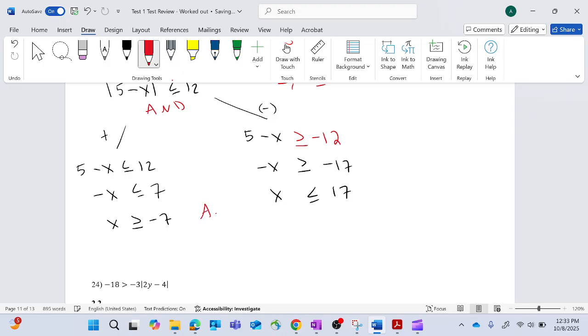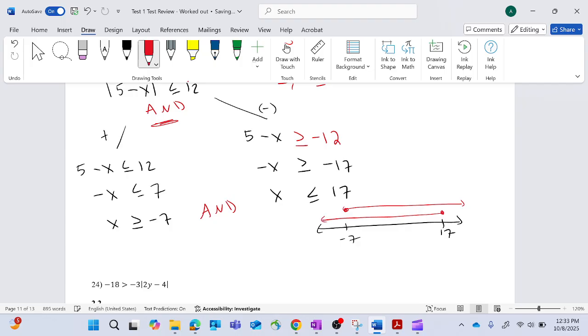And this will be an and statement. Like we said before, it's going to be and because it was less than or equal to before we split it up. That's what matters. So if you have your number line, you have negative 7 to 17. I want everything greater than negative 7. Sorry, greater than or equal to negative 7. And less than or equal to 17.